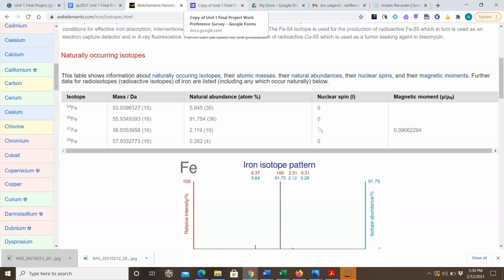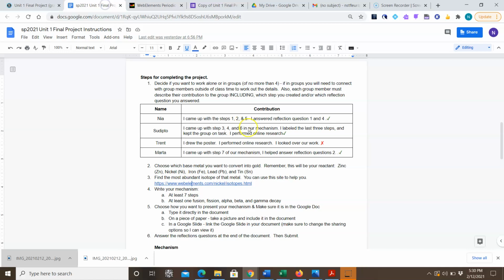Now, what are some of the constraints that we have for this project? The constraints are you have to convert from iron 56 to gold 197 in 7 steps. So you can't just do it all in one fell swoop, just add the right number of neutrons and protons and be like, boom, I got gold 197. No, you need to do it in 7 steps at least. You could use more, but you can't use less.